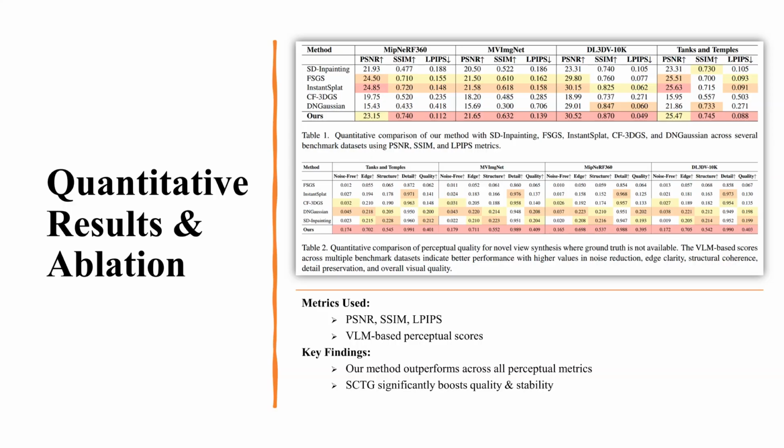In addition to visual results, we also perform quantitative evaluations across several benchmarks using standard perceptual metrics like PSNR, SSIM, and LPIPS, as well as VLM-based scores that better capture human-perceived realism. Our method consistently achieves the best performance across all perceptual metrics, with particularly strong improvements in LPIPS and structure-aware VLM scores, reflecting better texture detail, and overall visual quality.